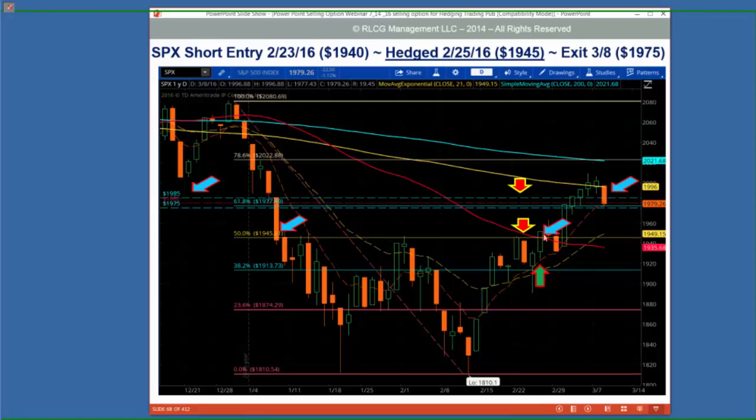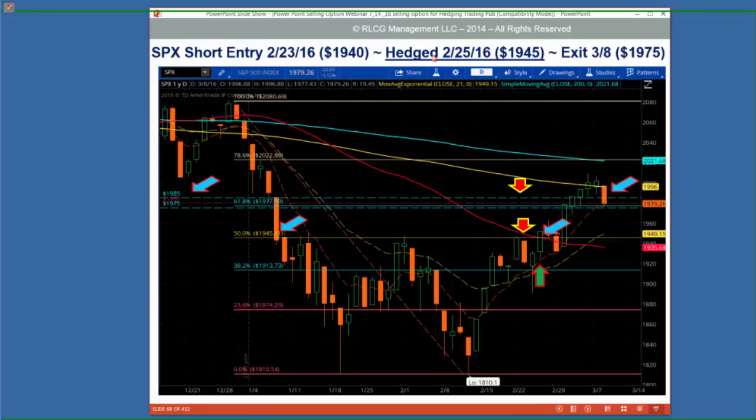Now you can see that the next day it went up and then it came down and then it just shot through the roof. So when you have your plan, stick to your plan. Don't waffle on it. Just go ahead and stick to it. Sometimes it might not be the right thing, but just always stick to your plan. So the 25th, it was hedged when it broke that 1945, and then it actually went way up to 1975.